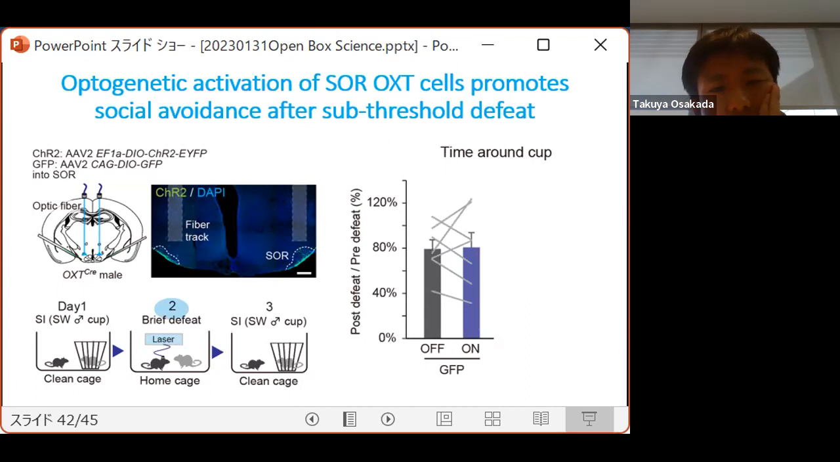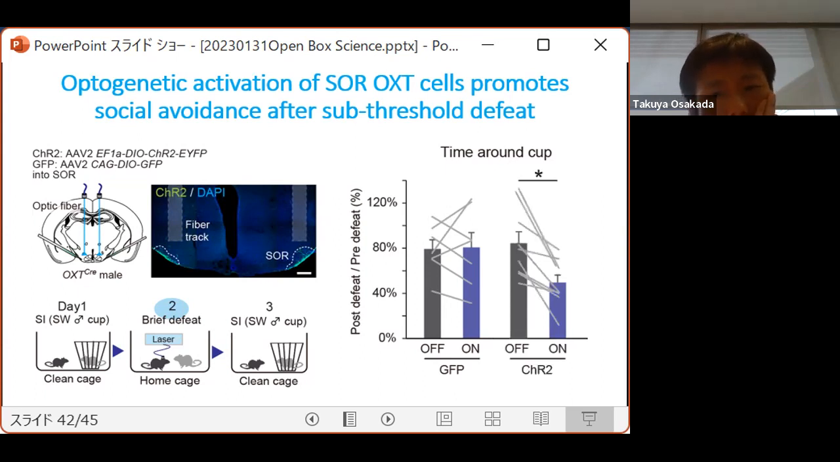When we do this assay with control animals, just the GFP injected animals, both groups show less avoidance behavior. But when we shine the light during the 3 or 4 defeat events, there is an increase in avoidance behavior. In this case the baseline is around 80%, which means almost no avoidance behavior in the control group or with the light off. But when we shine the light onto the experimental group, the baseline 80% goes down to 40%. That means neuroactivation of the SOR population can promote avoidance behaviors towards the aggressor cup.